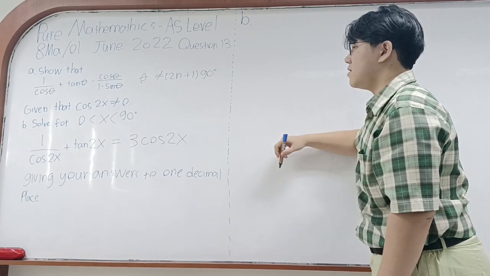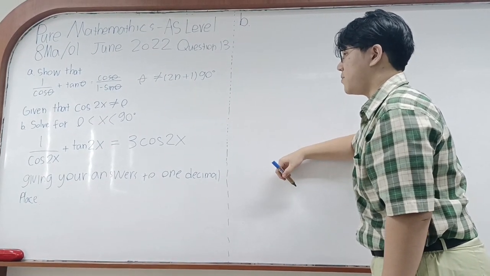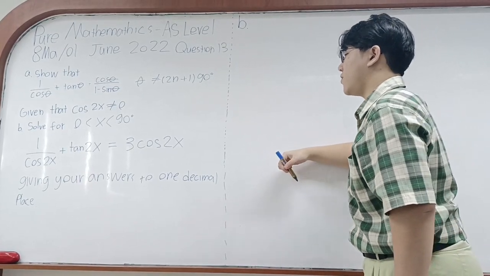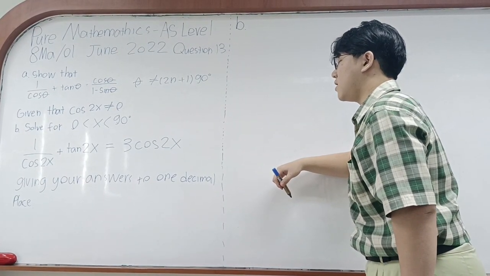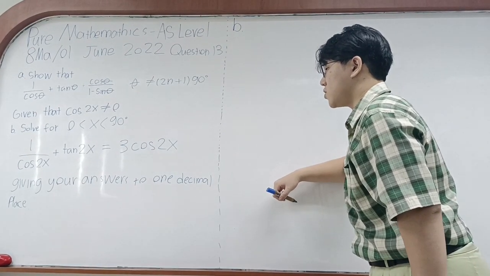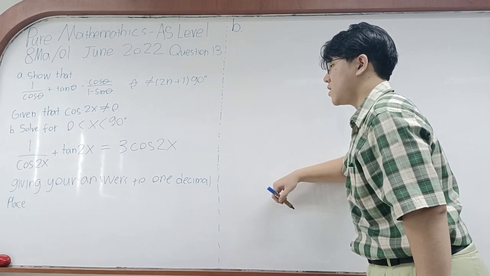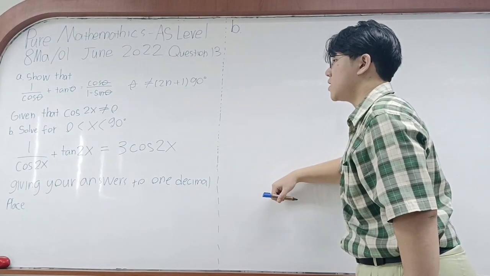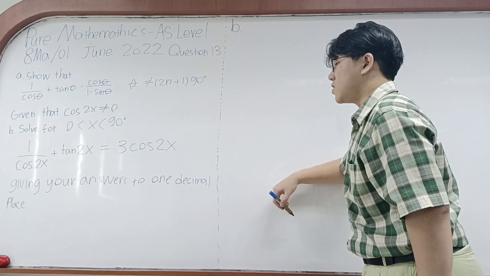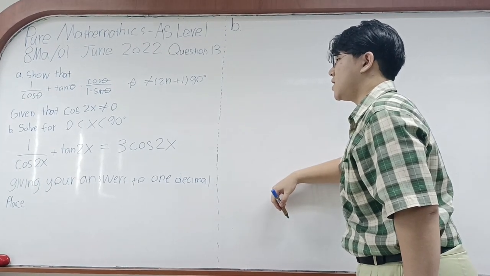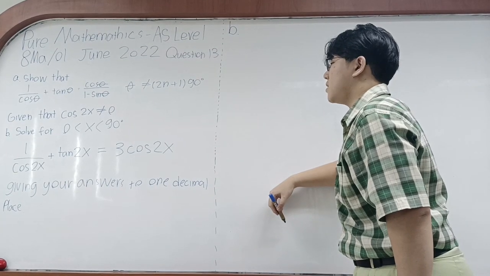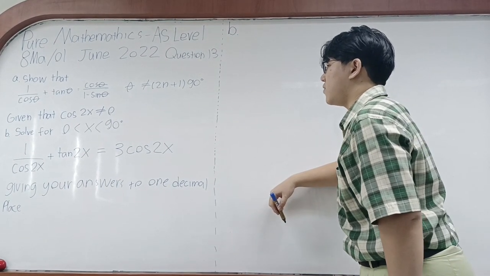For part B, first off, we can use part A to solve part B. In part B, we are told that given cos 2x does not equal 0, and the domain is 0 is less than x, which is less than 90 degrees, 1 over cos 2x plus tan 2x will equal 3 cos 2x. Now, observing part A, 1 over cos 2x plus tan 2x is exactly the same as 1 over cos theta plus tan theta, but the theta is replaced by a value of 2x.